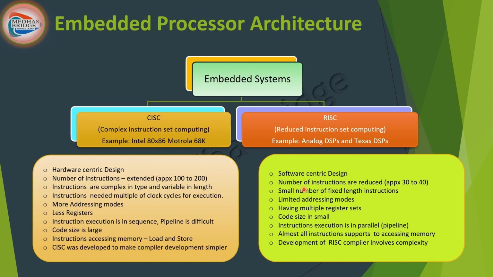The number of instructions is reduced, and it has a small number of fixed length instructions and limited addressing modes, having multiple register sets. In this, code size is small and instruction execution is in parallel, which is pipelining, we say maybe. Almost all instructions support accessing memory. Development of a RISC compiler involves complexity.